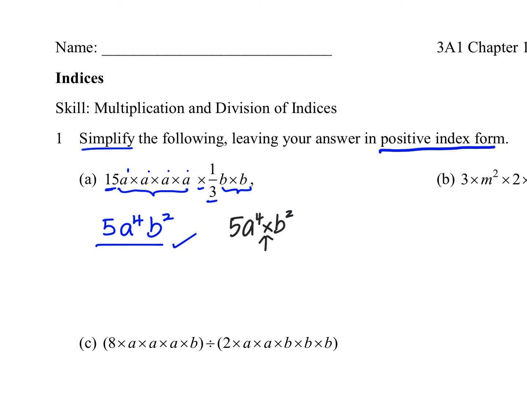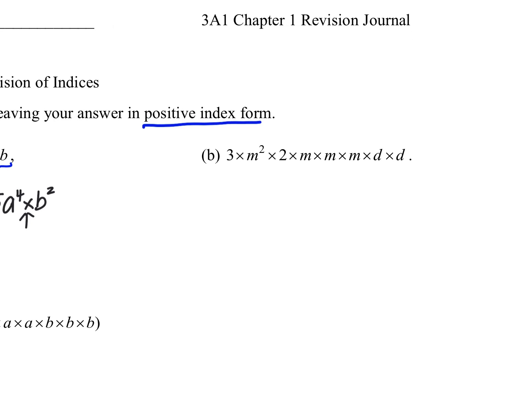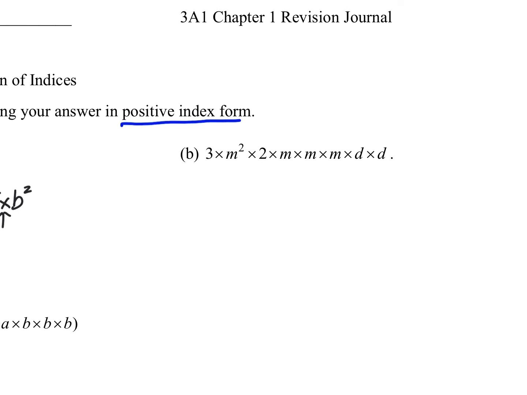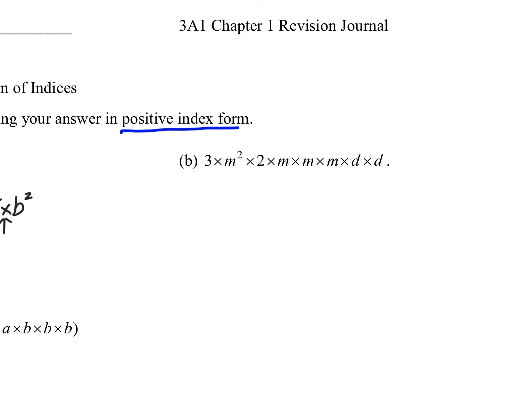Let's move on to question B. What's inside question B? First, we have 3 times m squared times 2 times m, 3 times, and then times d, another 2 times. Firstly, let us handle the numbers first. We have 3 multiplied with 2. So we can deal with the calculation of the numbers first. 3 times 2 is the number 6.